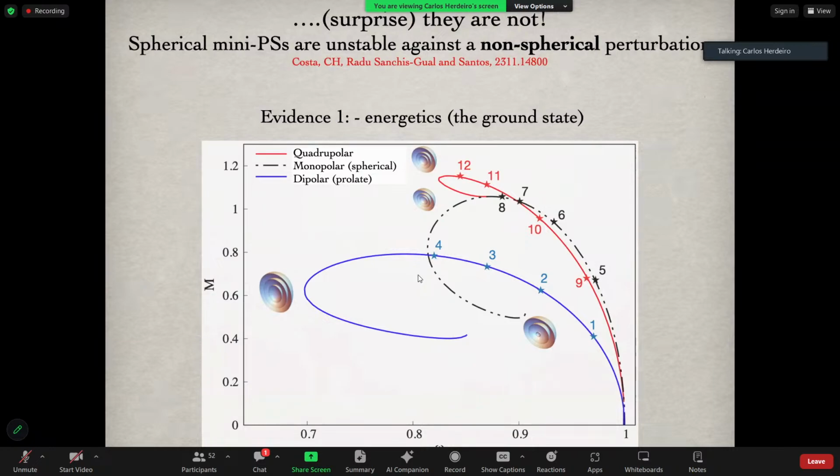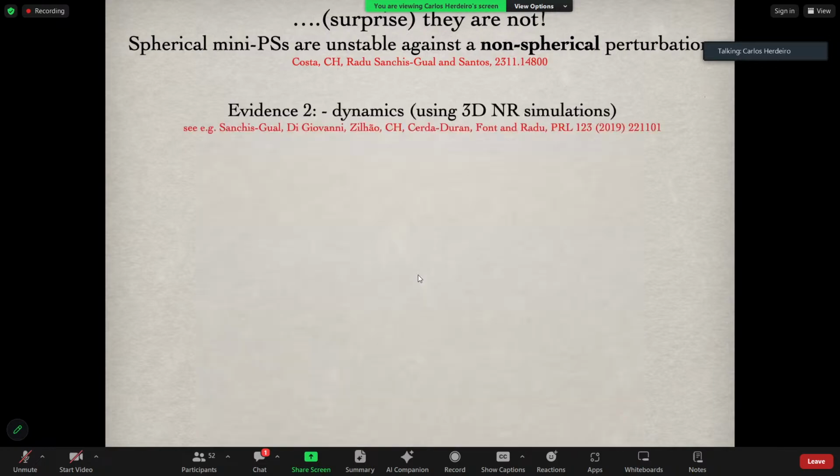First, fixing the frequency. The lowest energy configuration for the frequencies where the stable branch of mini Proca stars was thought to be is not the monopolar star, but rather the dipolar star that has lower mass. In fact, even the quadrupolar stars can have smaller masses, energies. And this is energetic evidence that the spherical stars are not the ground state of this mini Proca family. And we were quite puzzled with this result.